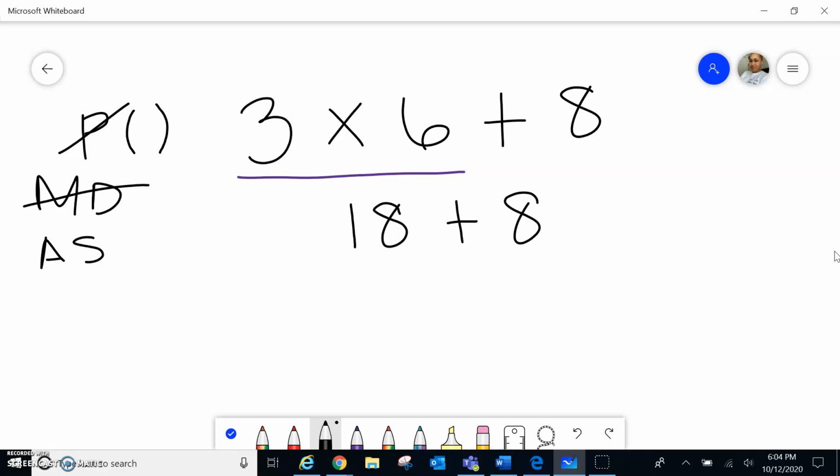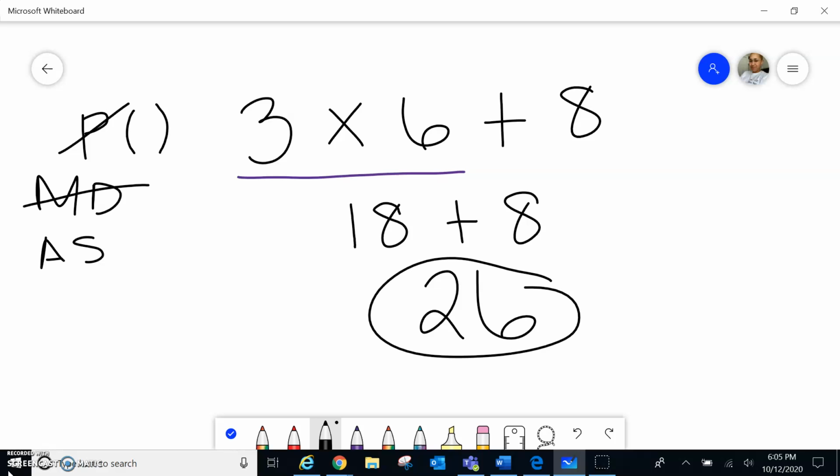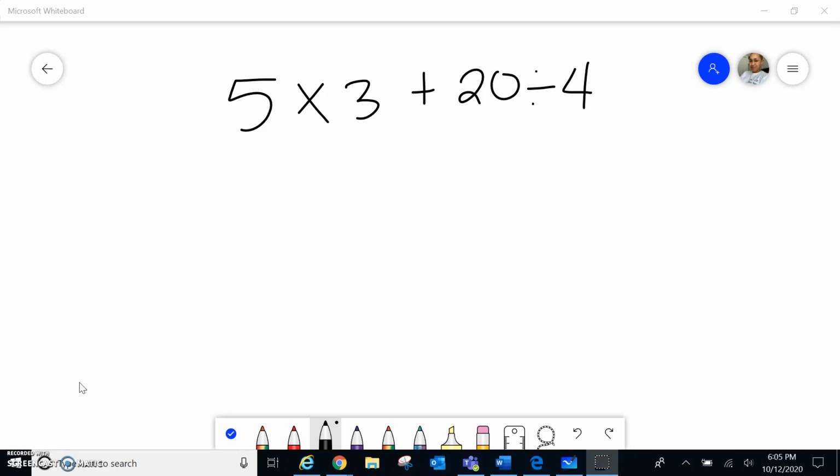And then the last thing is to add and subtract. I have one addition sentence, and that's 18 plus 8, which is going to give me 26. And that's my final answer. So 3 times 6 plus 8 is 26. All right, we're going to do another one. All right, here we have a larger one. We have 5 times 3 plus 20 divided by 4. Again, I have more than one operation, which means I have to follow order of operations.